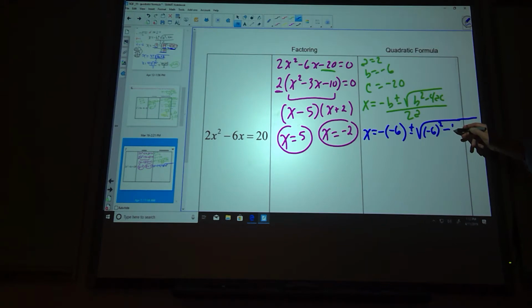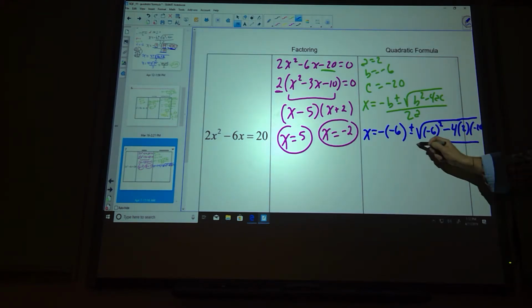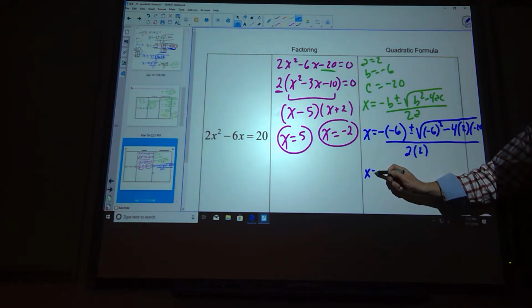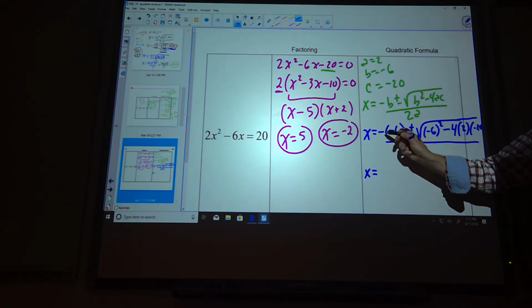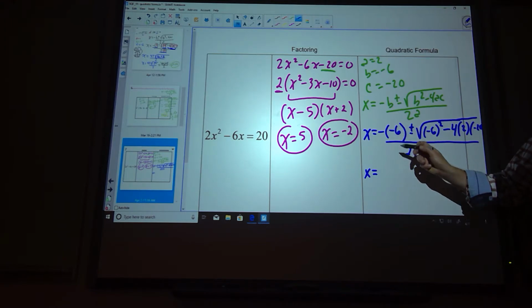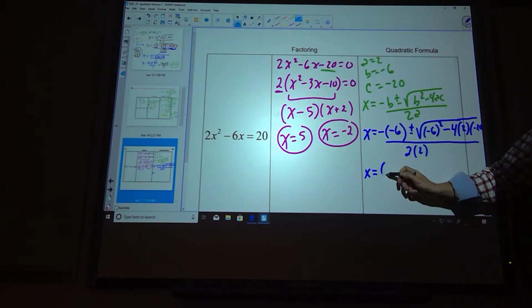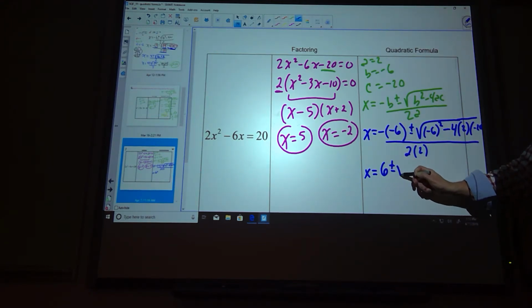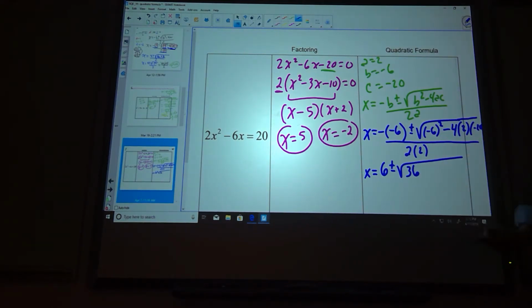Yeah, but, no, there's no yeah buts. My a value is 2. My c value is negative 20. All over 2 times 2. Do the arithmetic. Do you think people lose one of these negatives from time to time? Heck yeah. Negative 6 is positive 6, plus or minus. Again, negative 6 squared has to be 36.